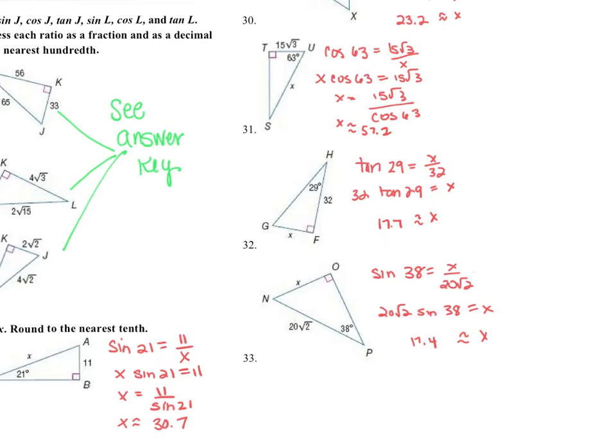Our next one here, we are given this at 38 degrees, and then we are told the hypotenuse and the opposite, and so that is going to be sine. And so sine, and our angle measure is 38, and then opposite is x over hypotenuse is 20 times the square root of 2. So when we cross multiply, this is what ends up going into your calculator, and here is our approximate answer.